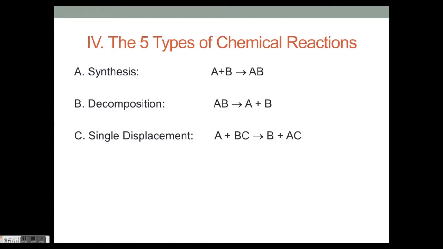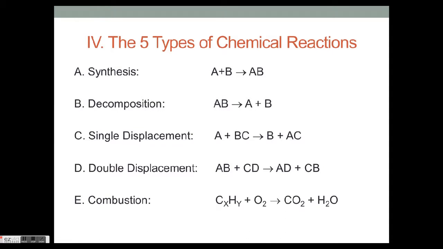Single displacement, you have an A by itself and a BC. What ends up happening is that A replaces the B, so now you have B plus AC. Double displacement, AB plus CD makes AD plus CB. So we start with two molecules, and we end with two entirely different molecules. And then finally, combustion. This one's really intimidating to look at, but the important thing is combustion is always some kind of carbon-hydrogen plus oxygen, and it always makes CO2 and H2O.